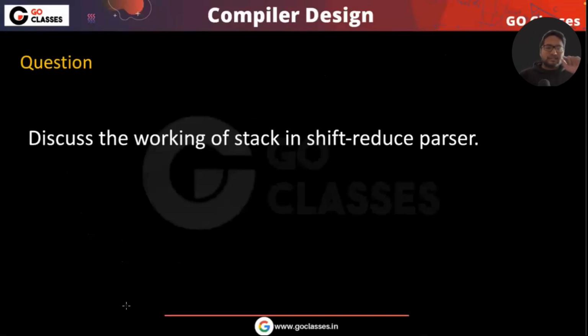So let's see this question: discuss the working of the stack and shift reduce parser. So how is the stack working? Let's suppose I have some string, maybe A, some string. Now, how does the stack work? Basically, you will keep on shifting into the stack. Whatever you have read is in the stack. If the top of the stack is a handle, you will reduce it. Otherwise, you will shift it.